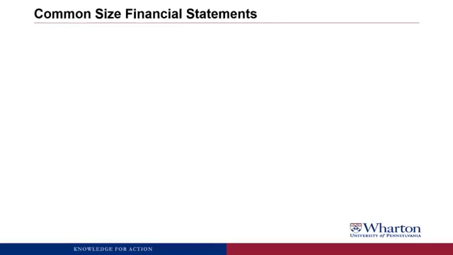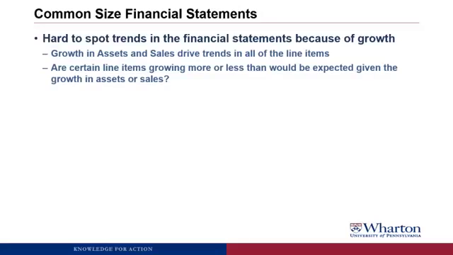Now that we've taken a look at all the financial statements, I want to talk about something called common size financial statements. As we talked about, it's really hard to spot trends in the financial statement when the whole company is growing tremendously. Basically, the growth in assets, the growth in sales tends to be driving trends in almost all of the line items. What we really want to know is, are certain line items growing more or less than you would expect given the growth in assets or sales?